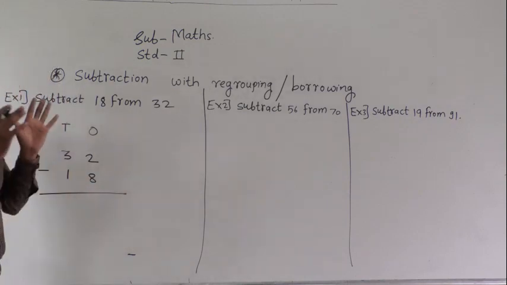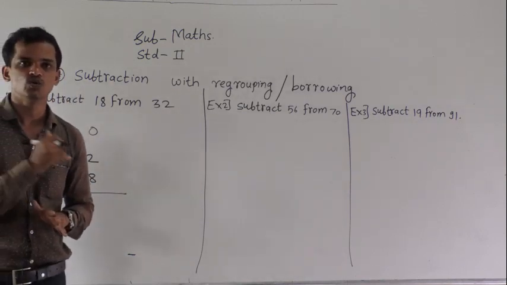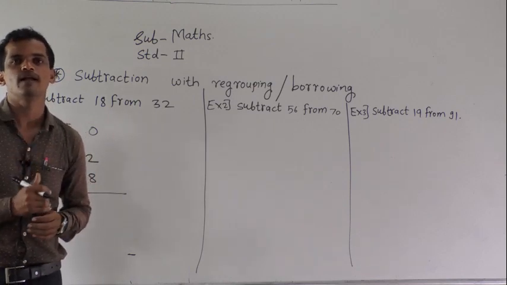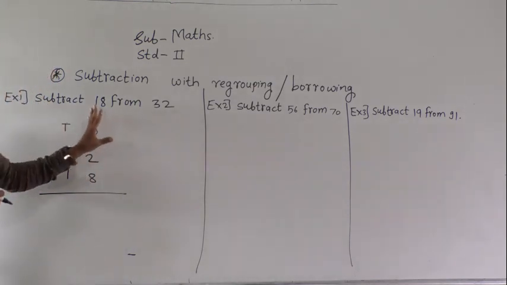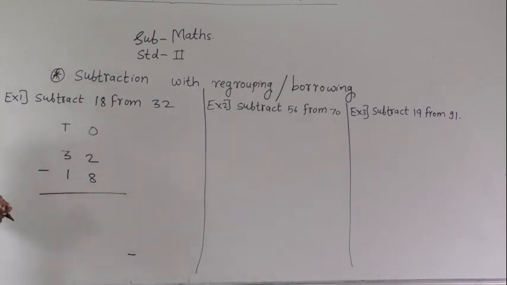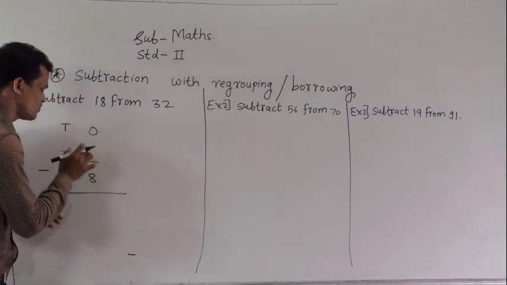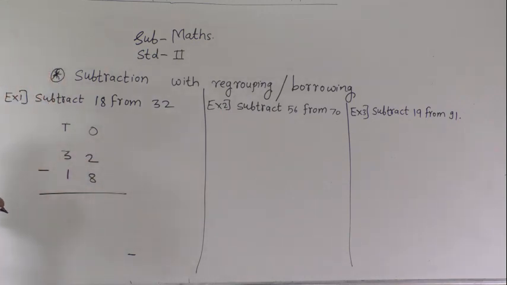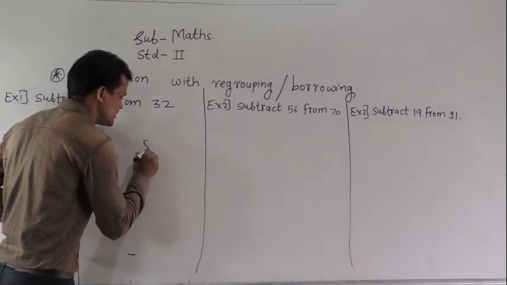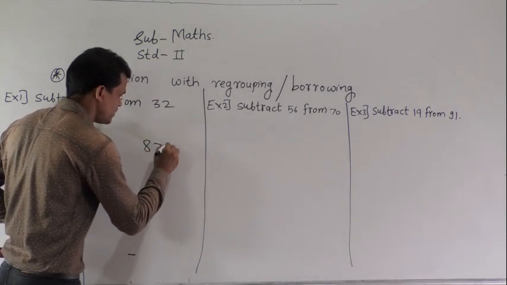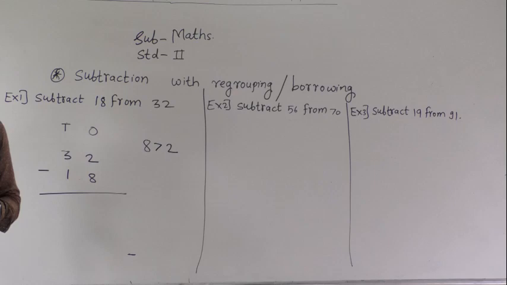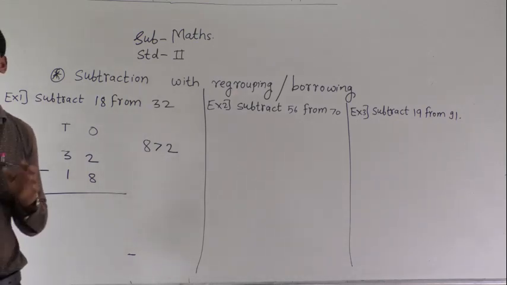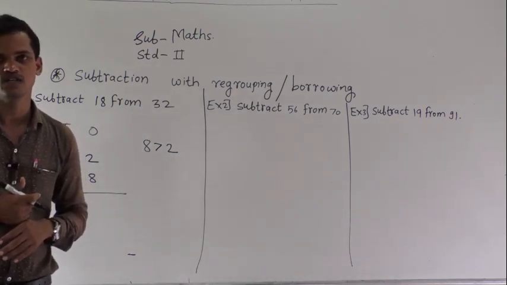Now we have arranged the numbers into columns, and now we subtract, always starting from the ones place. So here, 2 minus 8. We can see 8 is greater than 2, and in subtraction we can't subtract a greater number from a smaller number.